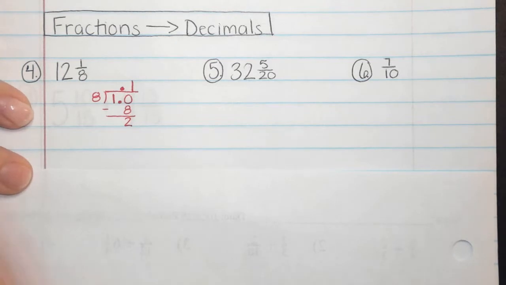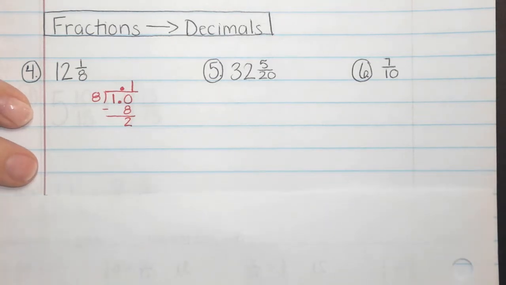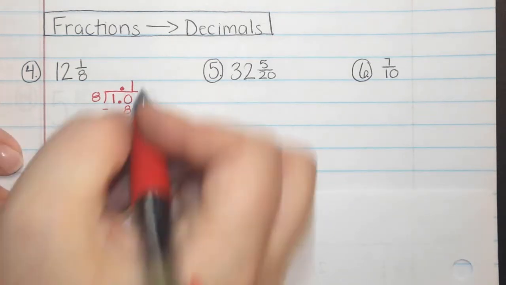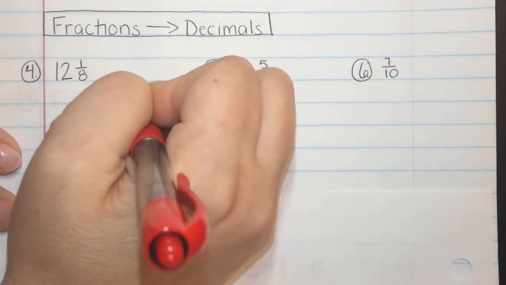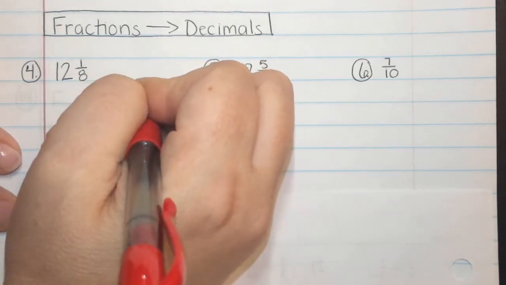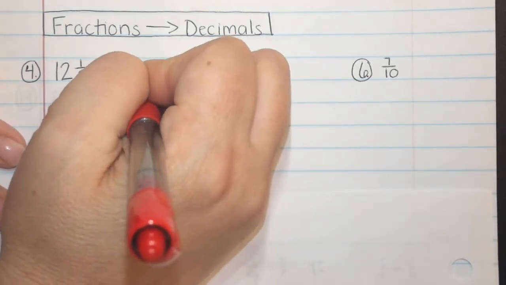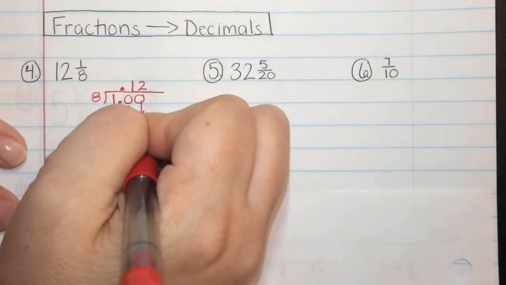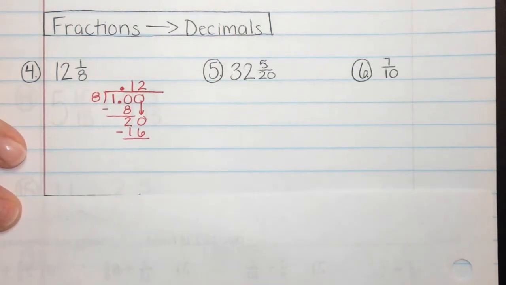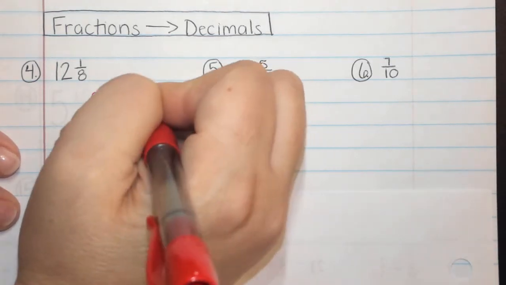What am I going to do since I have something left over? You're going to add a 0 and bring it down, and make my line a little bit longer on top. All right, how many times will 8 go into 20? 2. Make sure you put that on top of the second 0. 2 times 8 is? 16. What is 20 minus 16 going to give me? 4. Let's add a 0 and bring it down.